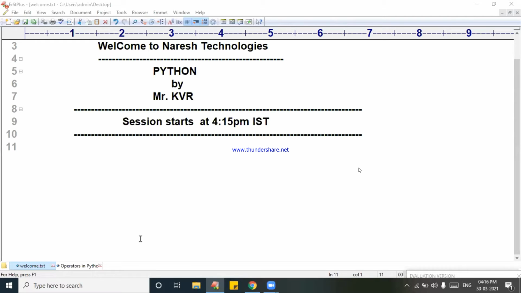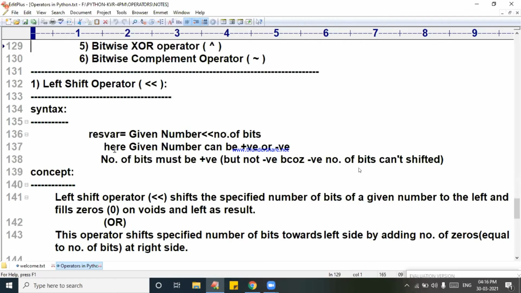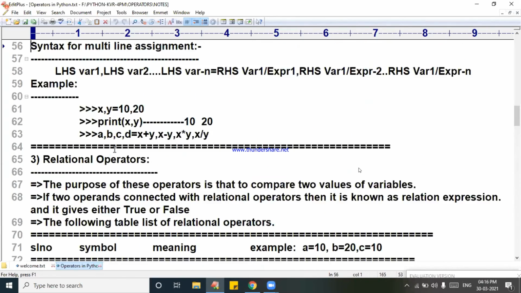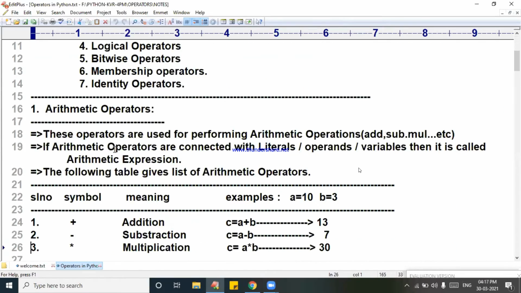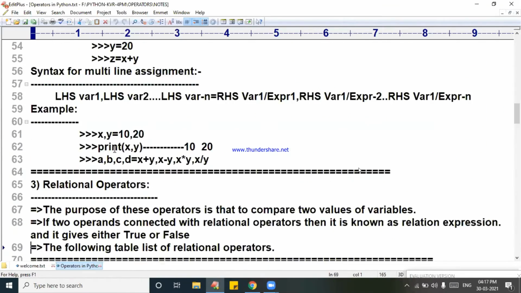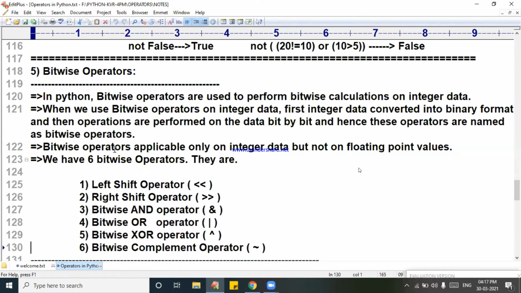So let me show you the last class operators. Our operators discussion is going on, all types of operators. When all types of operators are done, I will upload these operators to you completely. We already completed logical operators, relational operators, arithmetic operators, all those things.